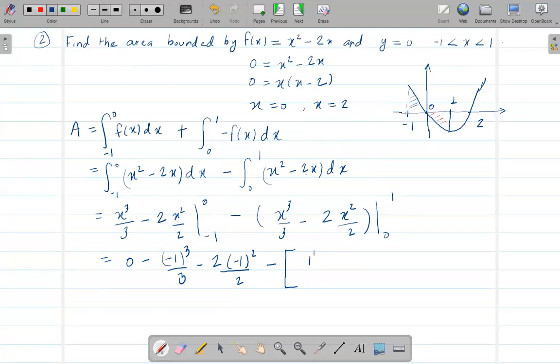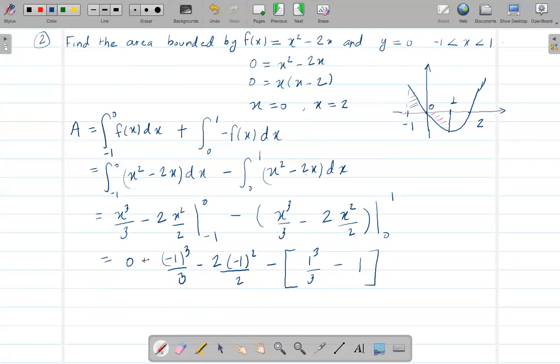If it is 1, then 1 to the power 3 over 3 minus 2 times 1 squared, which is still 1, so 2 over 2, it's just 1, right? And minus now 0, so this will be 0, this will be 0, so we don't have to even consider that part. So it's just that we will get this.